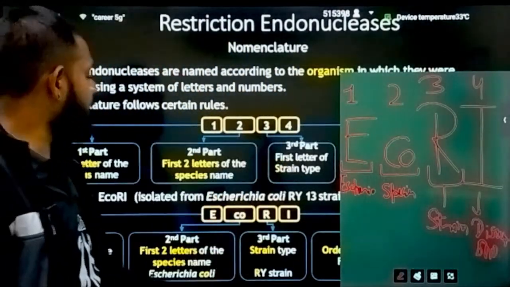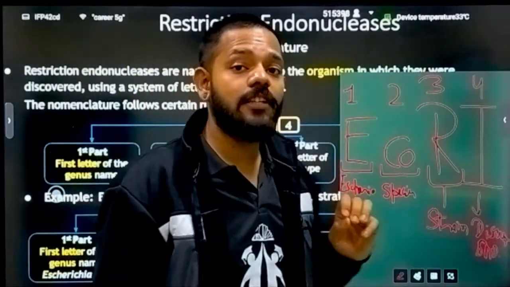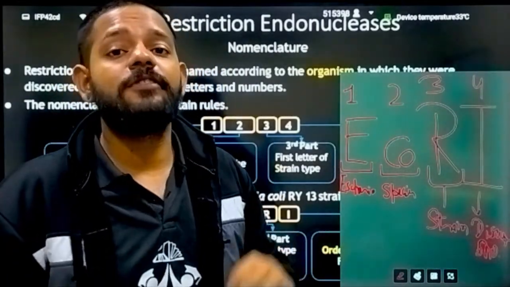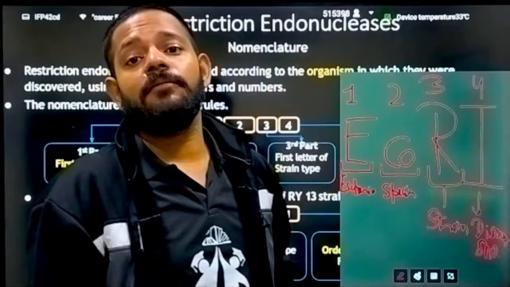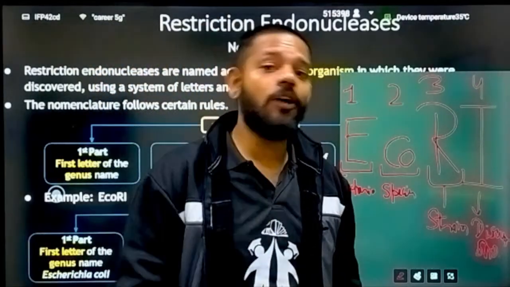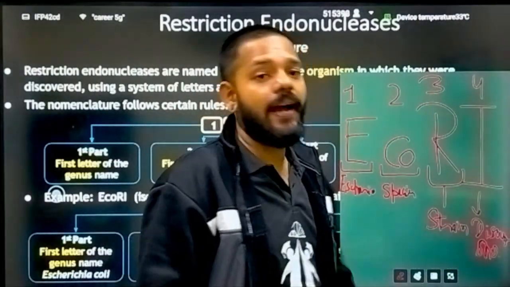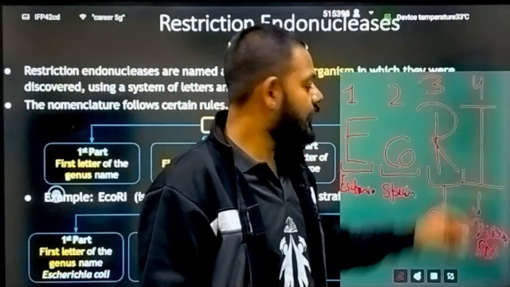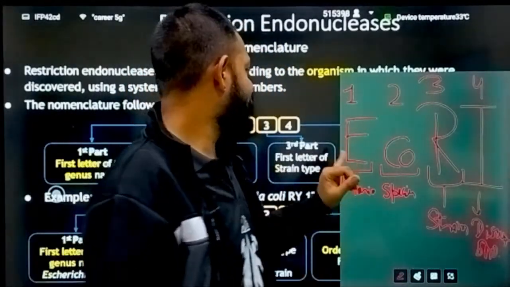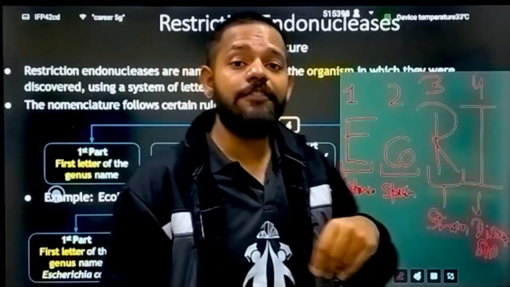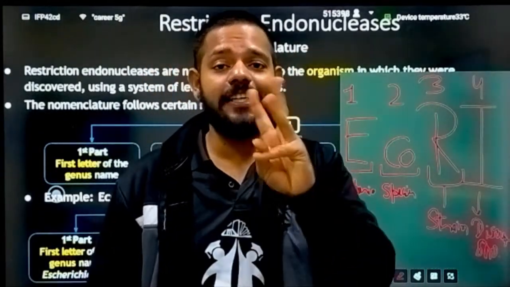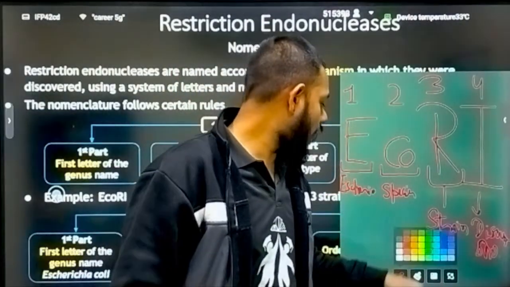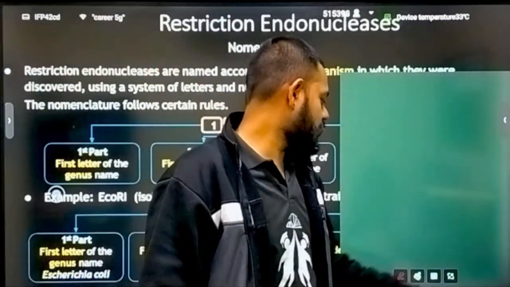Again, the first letter is the genus of the organism, the bacterium where you discovered that restriction endonuclease. The second represents the species of that organism. Third is the strain of the bacterium from which you are taking out that restriction endonuclease. The fourth letter is the number of discovery, at what number it was discovered. If it is EcoRI, it means it is the first. Then we have EcoRII, discovered second time, EcoRIII, third time, EcoRIV, fourth time, EcoRV, fifth time. That is how you can name restriction endonucleases, or restriction enzymes.